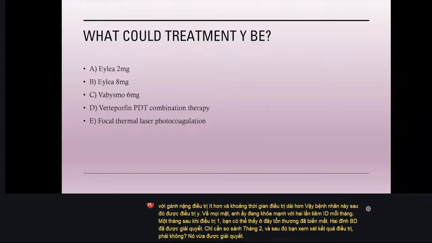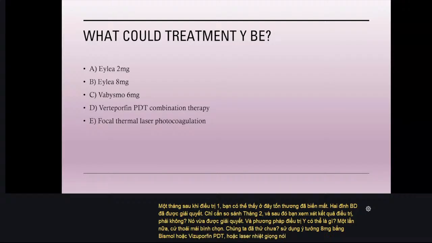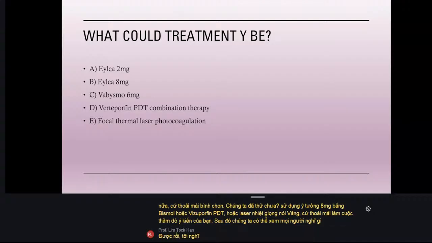And what could treatment Y be, right? Again, feel free to poll. Did we then use either 8 milligram Vabysmo or verteporfin PDT or focal thermal laser? Feel free to do your poll, then we can see what everybody thinks. Okay, I think the polls are coming in.